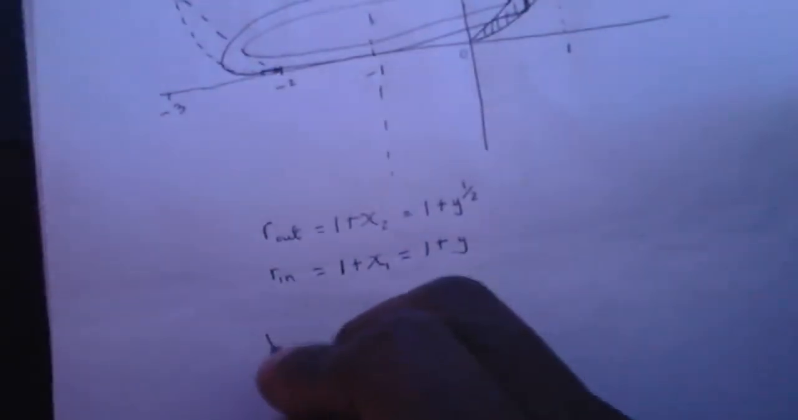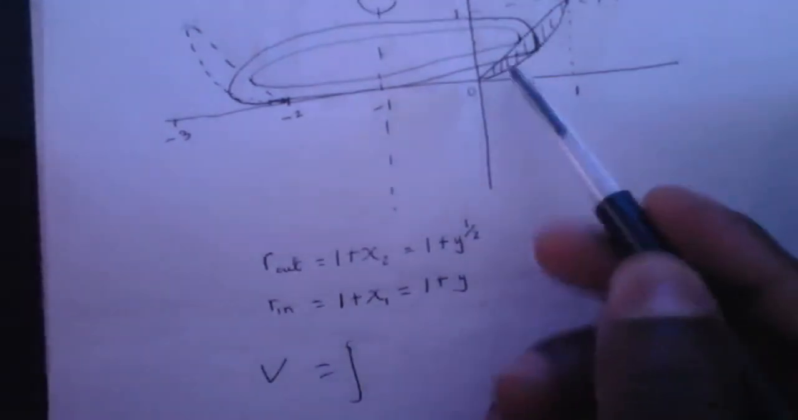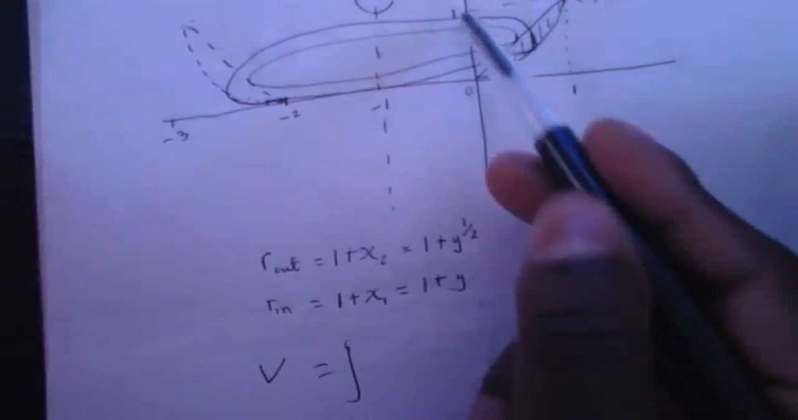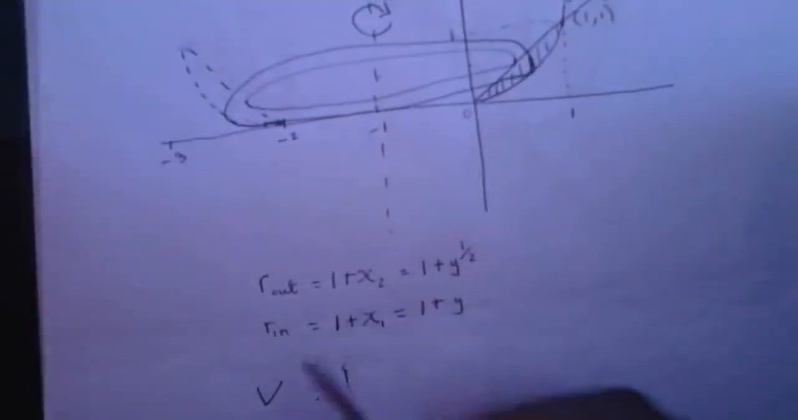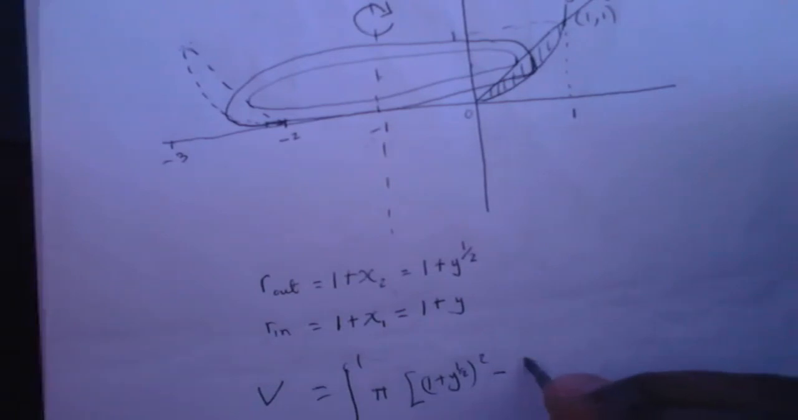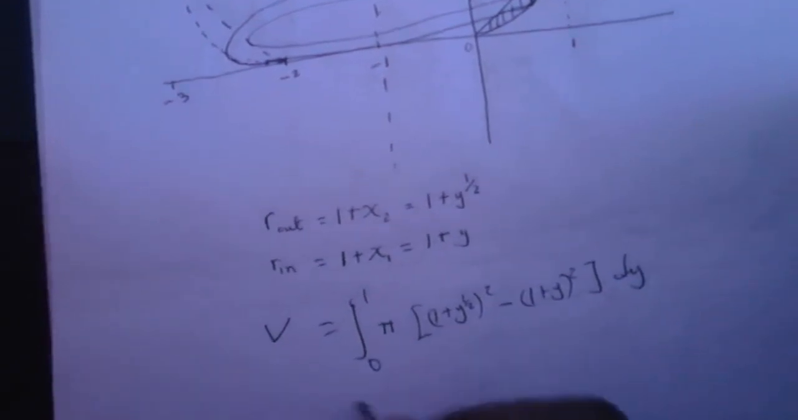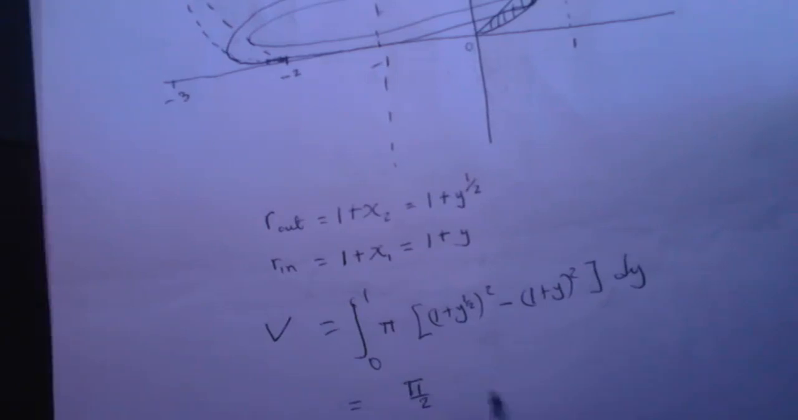Now we define volume as the integral. Take note, because we integrate in terms of y, we need to look at the area in the y direction from 0 all the way to 1. So the integral from 0 to 1 of pi times outer radius squared minus inner radius squared dy. Alright, and if you square that and simplify, you should get pi over 2.